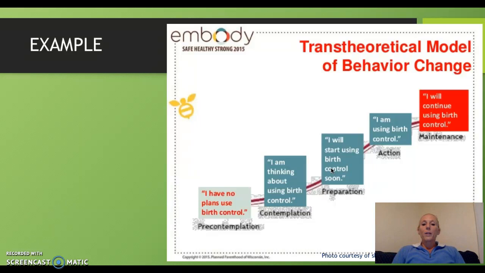Another example would be someone who's a smoker. In the pre-contemplation stage, I have no plans on quitting, and then they move to the next one: I'm going to start thinking about quitting. Then they go into their preparation stage, and they say, I'm going to start to smoke fewer cigarettes. And they move on to action: I have quit smoking cigarettes. And then the maintenance stage: I don't smoke cigarettes. Those could be 2 examples of how the trans-theoretical model of behavior change moves through its stages.